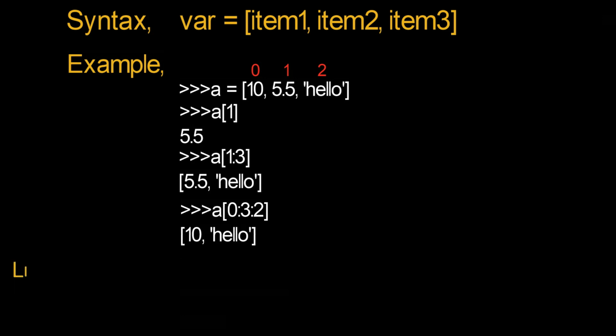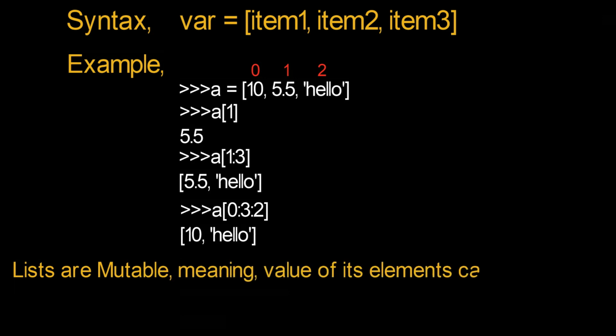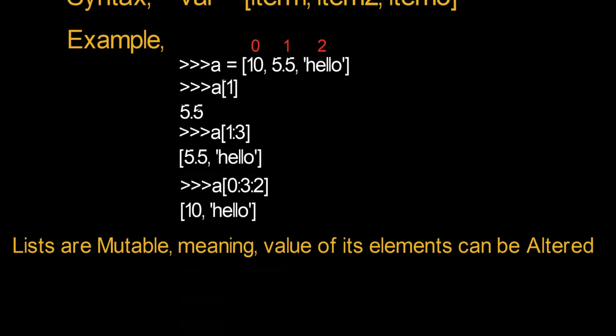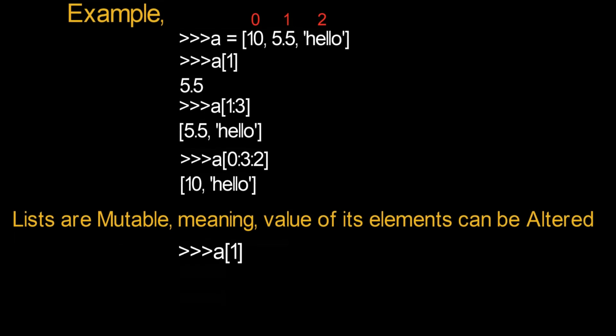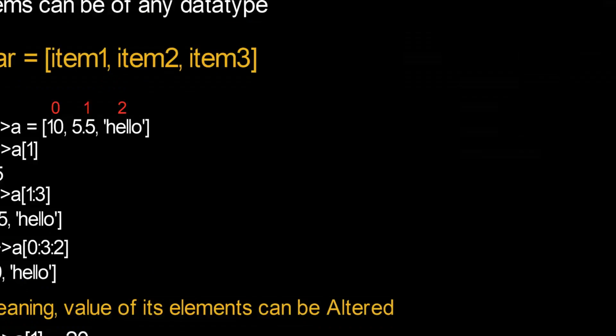Alright, lists are a mutable data type. In a simpler way, we can say the value of its elements can be altered. Like A[1] = 20. So now if we display A, the result will be [10, 20, 'hello']. This is not possible in strings because they are immutable. Also, the number data type is immutable.